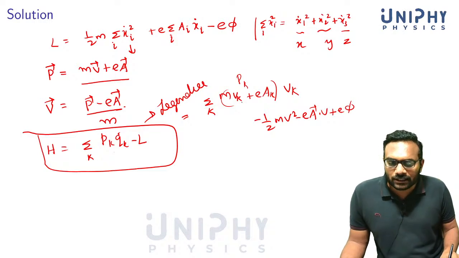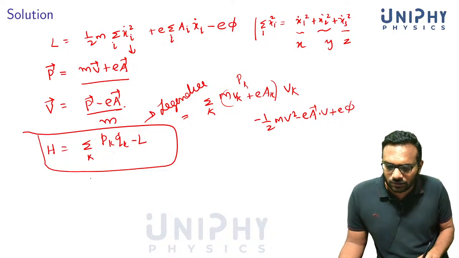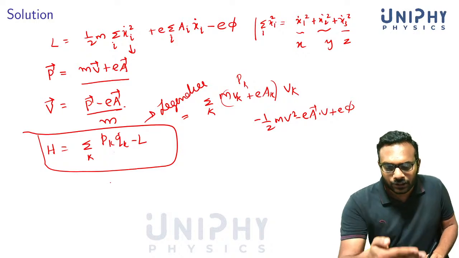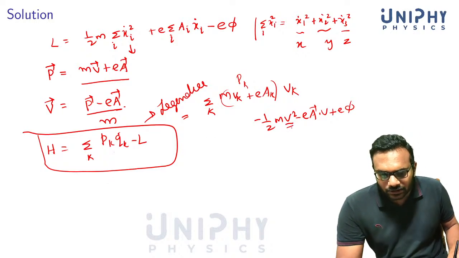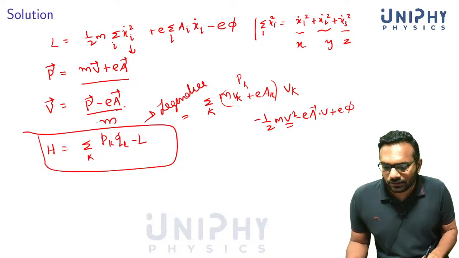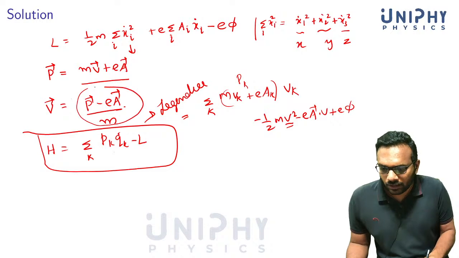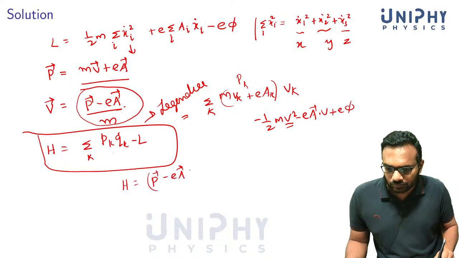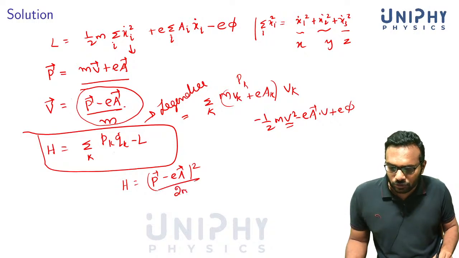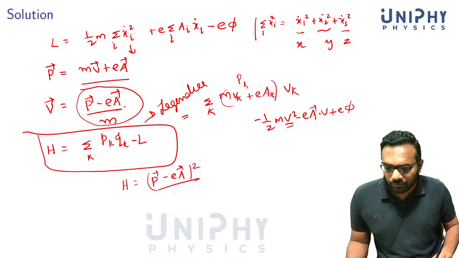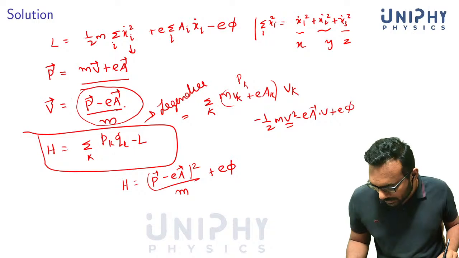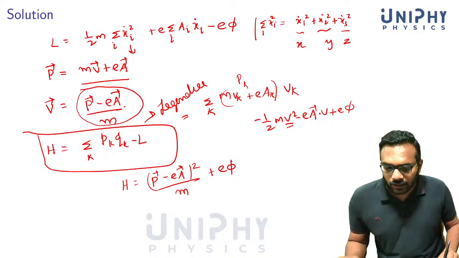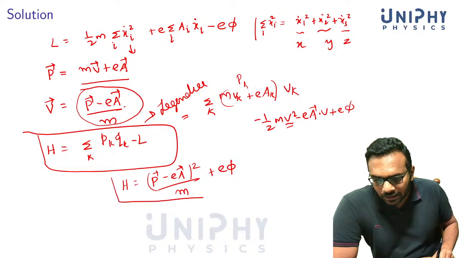Now it's just a matter of substituting it back. I don't want to spend too much time on calculating the details. Wherever this v appears, you have to substitute in terms of p_k, using this expression. So this is very easy to simplify. In the end, you will get a result like this: H is equal to (p minus eA) square divided by 2m, plus e phi. All right, so this would be the Hamiltonian.